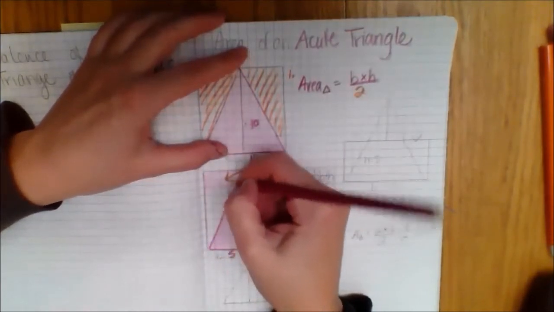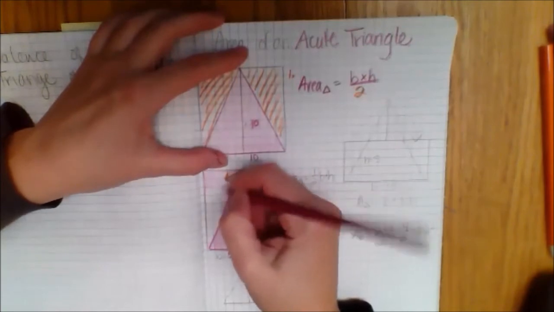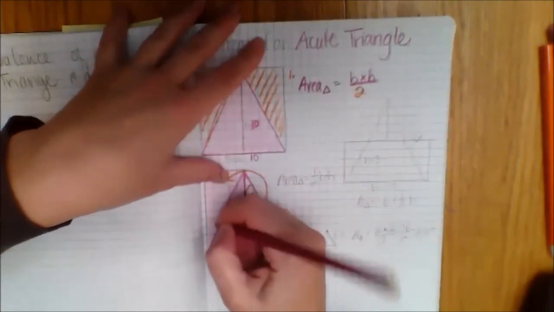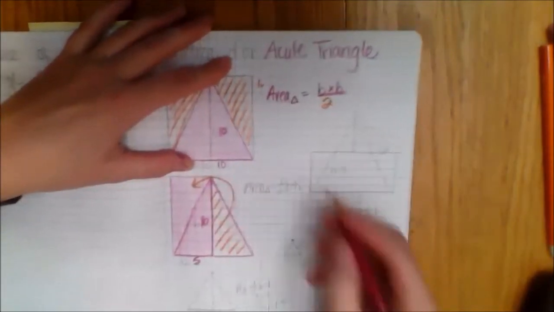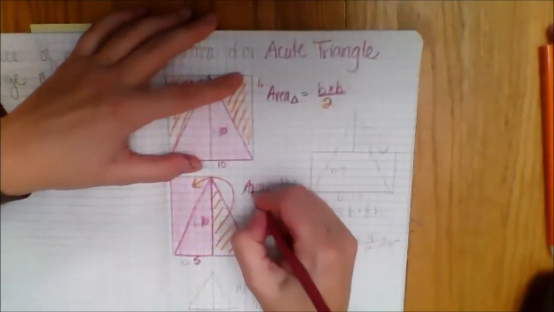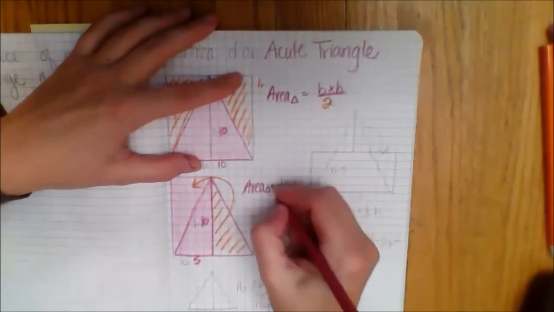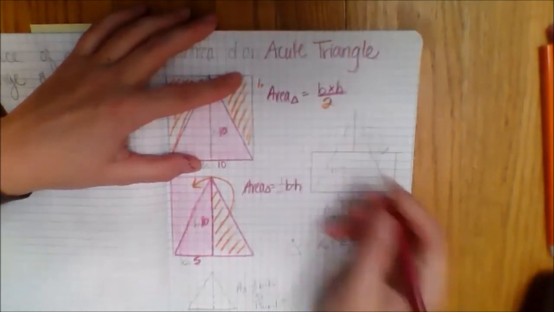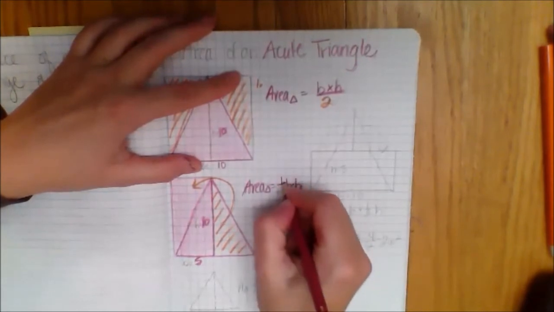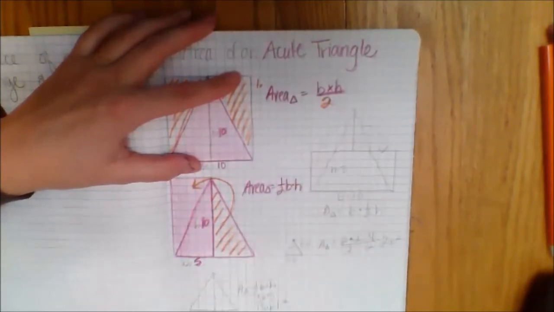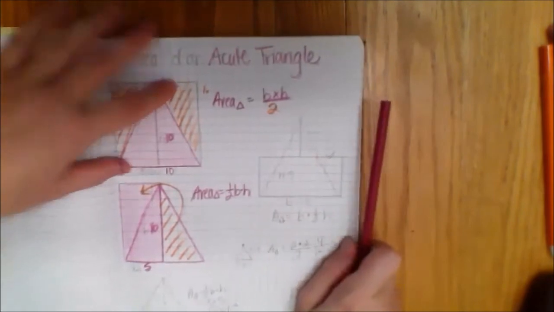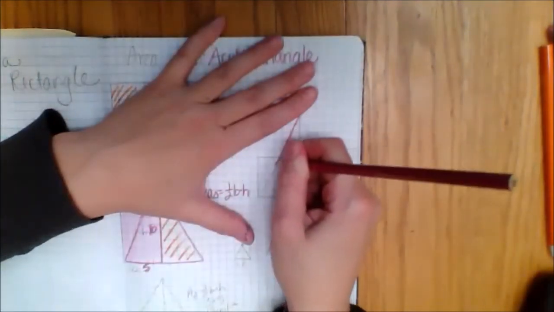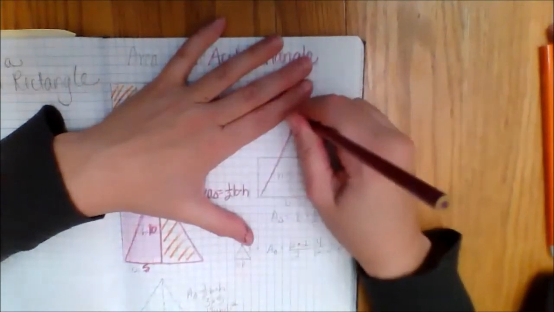to make a rectangle. This rectangle had the same height as our triangle, but it had half the base of our original triangle. So for this area of a triangle, we had our base times our height, but we had to divide our base in half. We had half of our base.